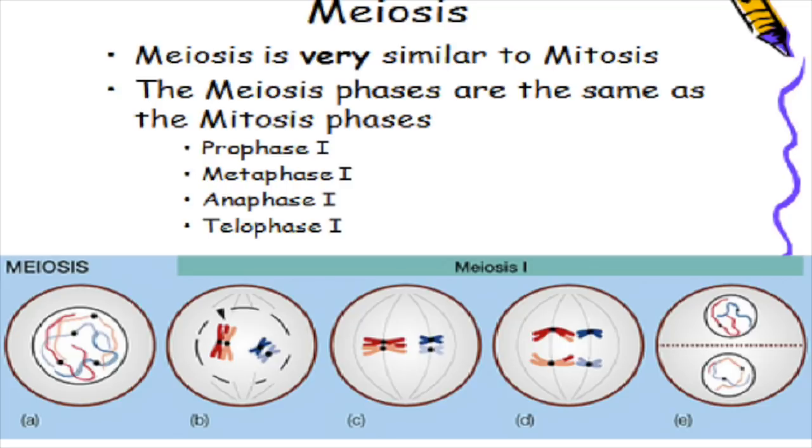There are many similarities as well because in prophase 1, the chromatin condenses to chromosomes. In metaphase 1, the chromosomes line up in the middle. In anaphase 1, they are pulled apart, and in telophase 1, 2 nuclei reform. Notice any similarities?